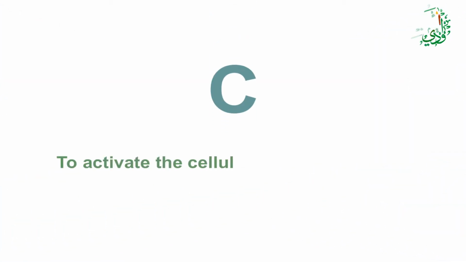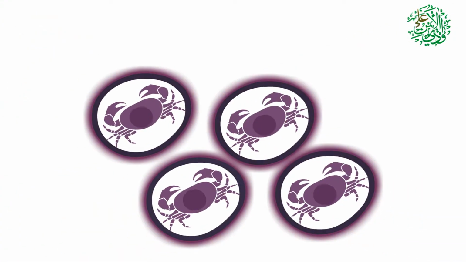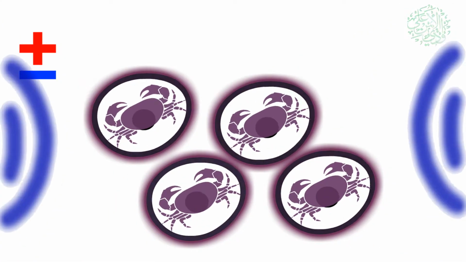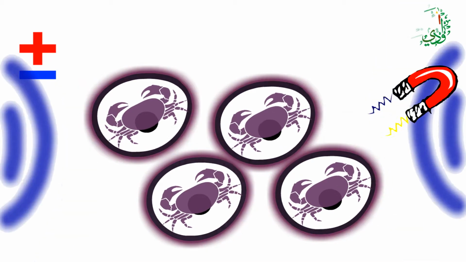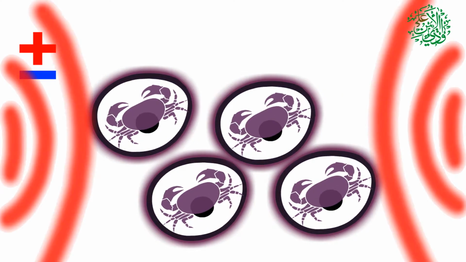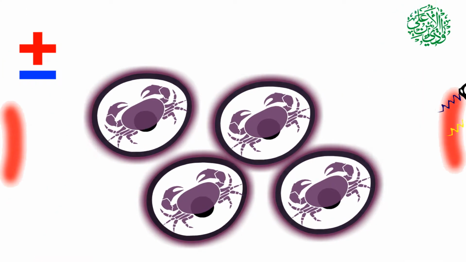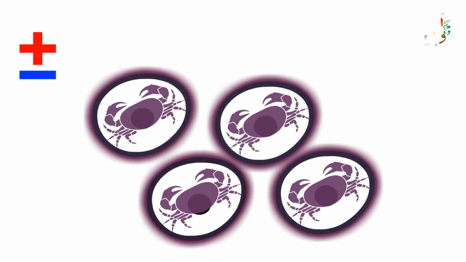C. To activate the cellular suicide command in compound cells, it functions in two forms. 1. Increasing the cellular negative bioelectromagnetic charge and absorbing its positive bioelectromagnetic charge. 2. Increasing the cellular positive bioelectromagnetic charge and absorbing its negative bioelectromagnetic charge.